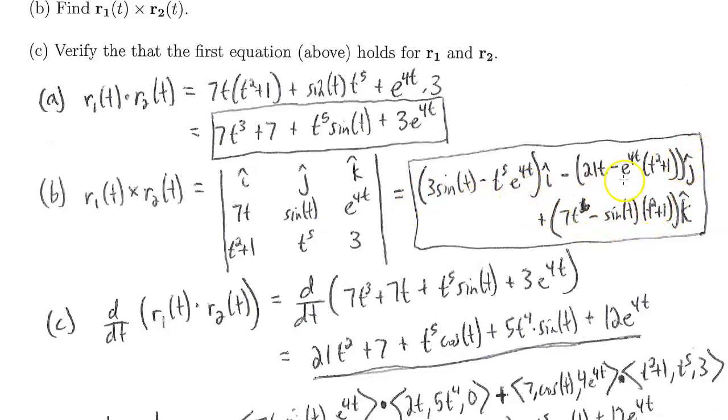But notice what you end up with here is a vector valued function. We don't just have a bunch of t's here. We have some function of t times i, plus or minus some function of t times j, plus some function of t times k. So this is a vector valued function. So the dot product of two vector valued functions is an ordinary function. The cross product of two vector valued functions is a vector valued function.